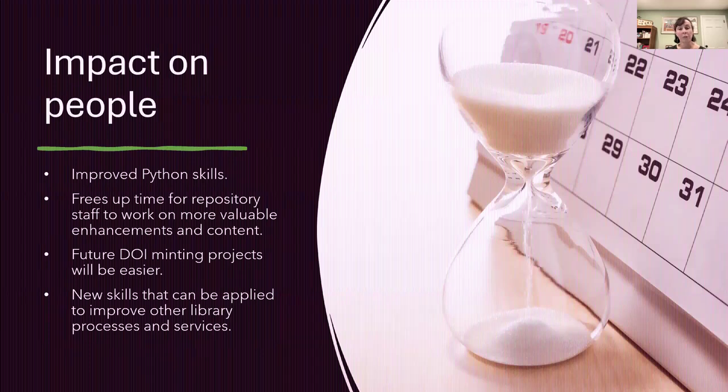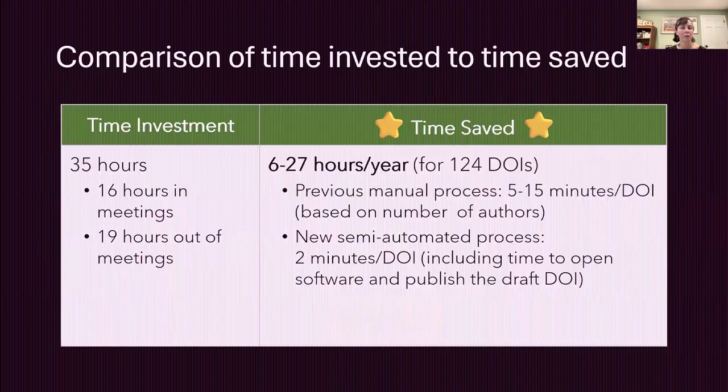The new script allows us to mint DOIs more efficiently. We're saving 3 to 13 minutes per item. So I have more time to enhance and add content to the repository, and any future projects that involve DOI minting will be much easier to consider with our new script. And Tess and I also gain new skills that can be applied to future opportunities to improve processes in the library.